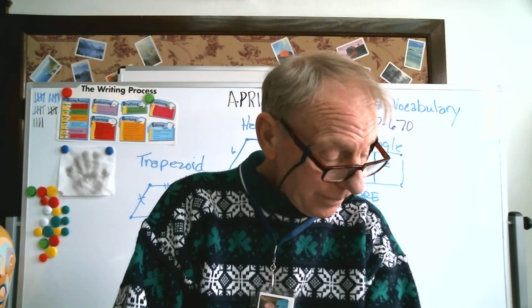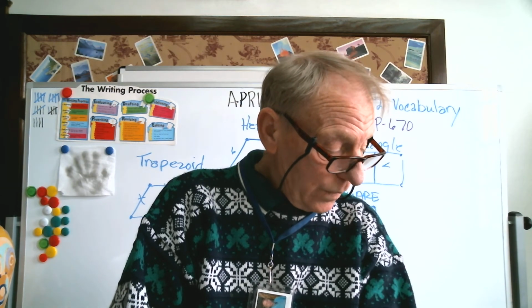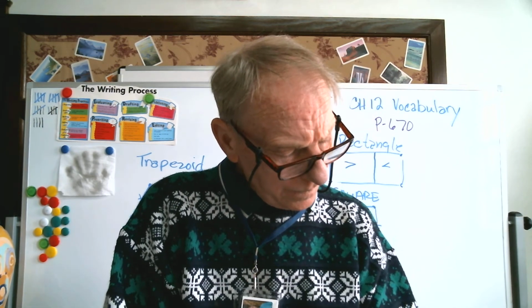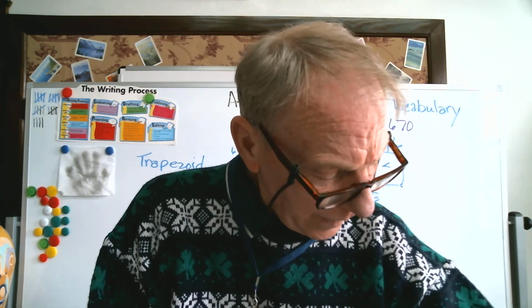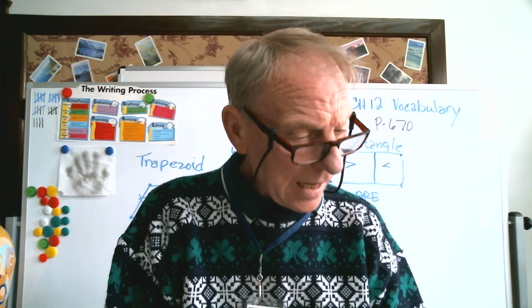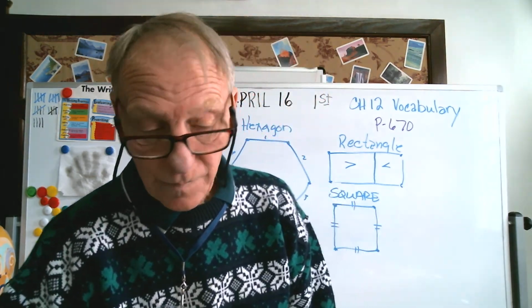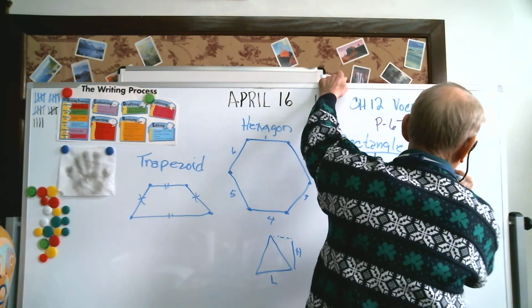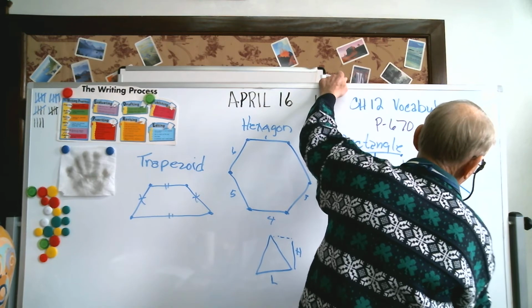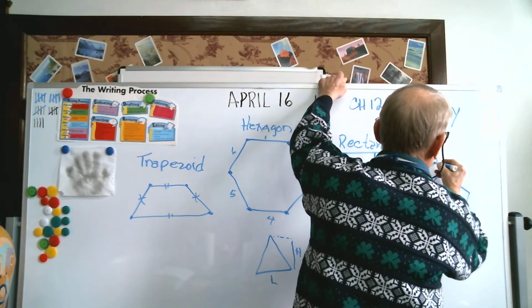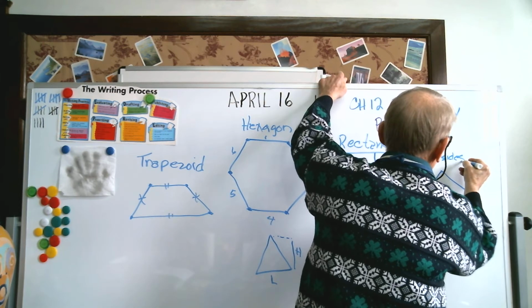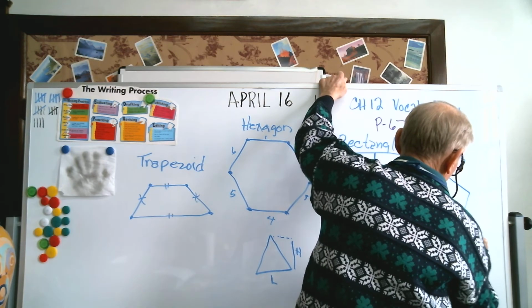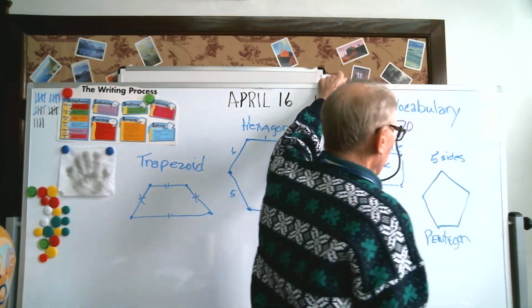Oh, well, there's an interesting shape for you. There's a pentagon. A pentagon has 5 sides, and they're equal in length. Five sides. Pentagon.